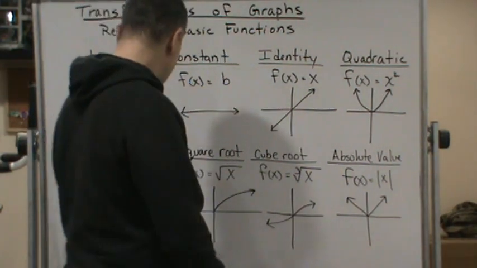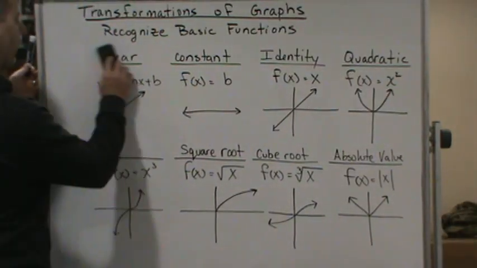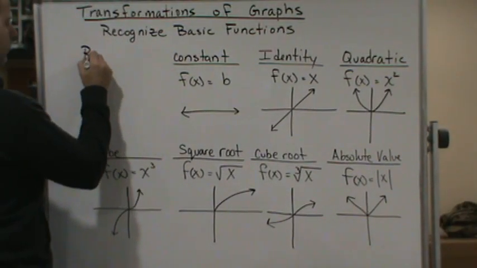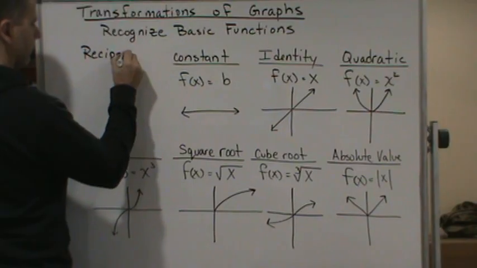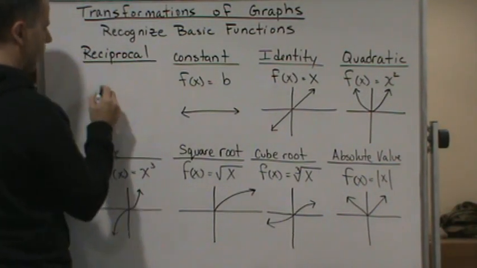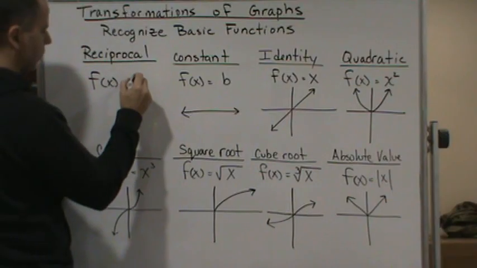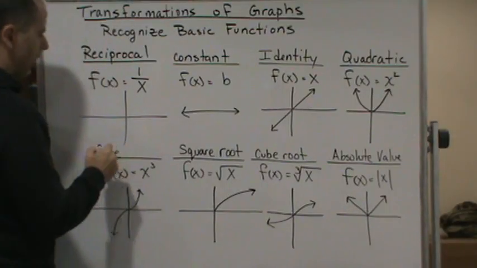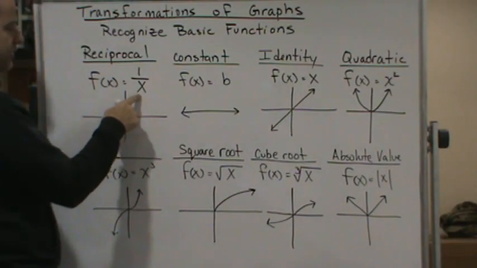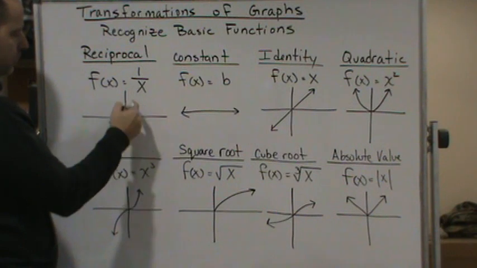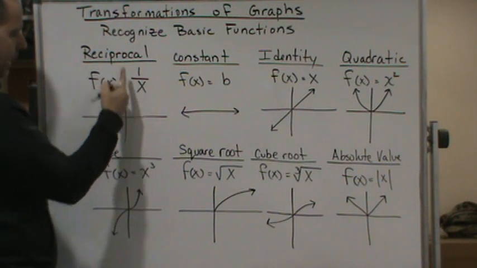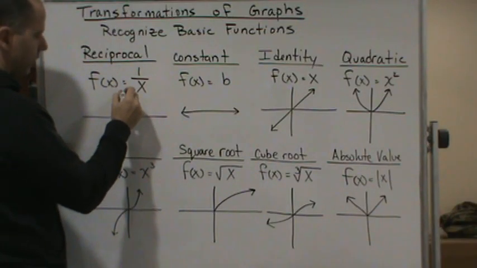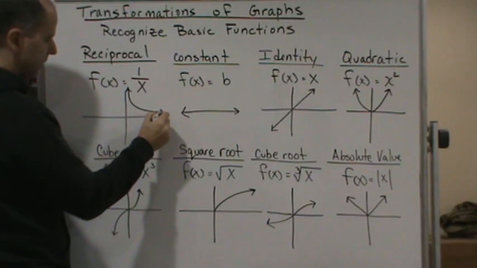Okay, and then the last one is the reciprocal function. Okay, and I'll do that one right here. And that's f of x equal to 1 over x, right? So how does this one behave? Well, as x goes to 0 on the positive side, as you approach 0 here, this is going off to positive infinity. And as x goes to positive infinity, this is getting closer and closer to 0. So this does something like this.